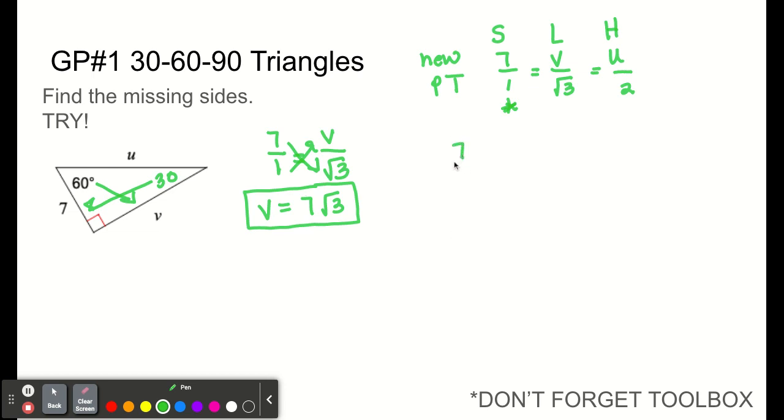For U, using 7 over 1 again, 7 over 1 is equal to U divided by 2. We cross multiply. 1 times U is U, and 7 times 2 gives us 14. Right, so in these two cases, we were given the short leg of the triangle. Let's take a look at a few more, given different side values.